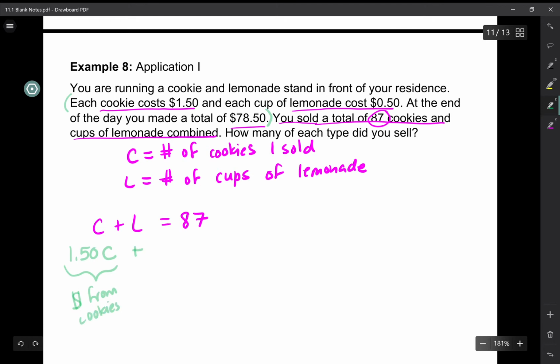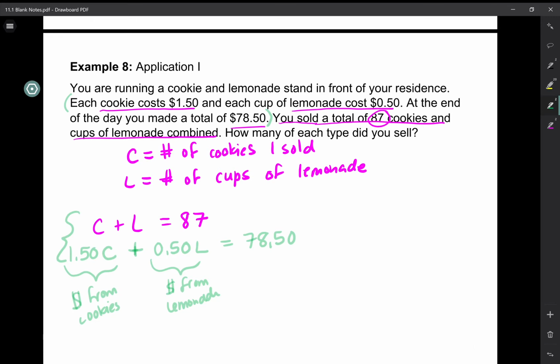I'm going to add that to the amount of money I get from lemonade. Well, lemonade is 50 cents a cup. If I sold 10 cups of lemonade, I get $5, right? So I'm going to take my 50 cents, 0.50, and multiply it by the number of cups of lemonade that I sold. This is going to be my dollars that I got from lemonade. And that makes a total amount of $78.50. And there are my two equations.